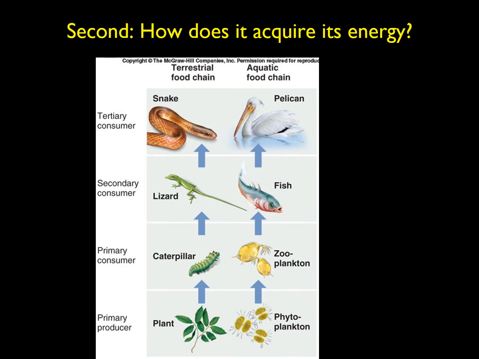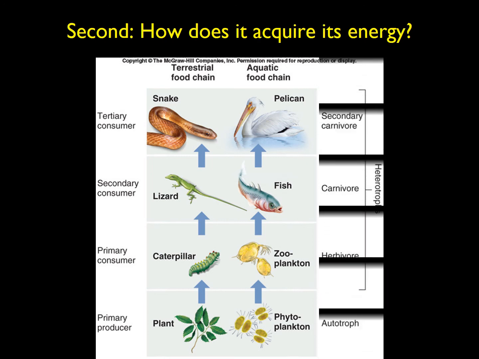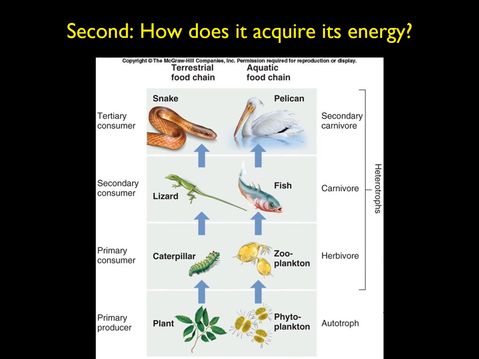The other thing we can do is classify it based on how it acquires its energy. So autotrophs, auto meaning self, troph again referring to food. So autotrophs literally feed themselves. Then everything else are heterotrophs. They have to get their food from someplace else. And they can do it several different ways. We can have herbivores, which feed on plants, carnivores that feed on animals, and then similarly to our consumers, we can have secondary carnivores, tertiary carnivores, and so on.